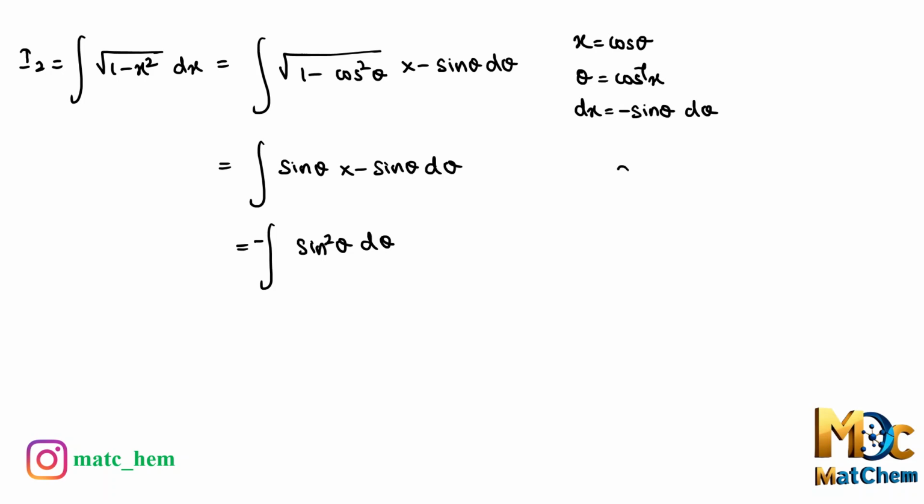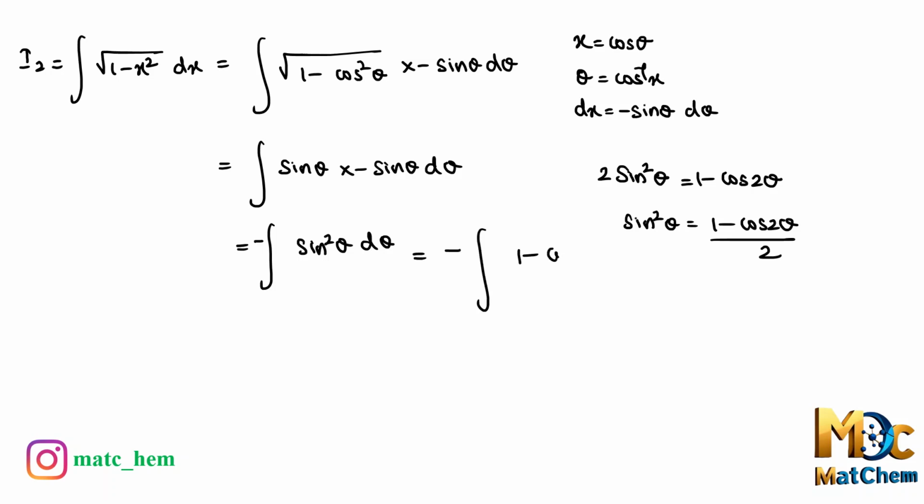So, what is sin square theta? Sin square theta can be written in terms of cos 2 theta. That is, 2 sin square theta equals 1 minus cos 2 theta, or sin square theta equals (1 minus cos 2 theta) divided by 2. So this can be replaced as minus the integral of (1 minus cos 2 theta) divided by 2. The minus can be taken inside, so you will get 1 by 2 into the integral of (cos 2 theta minus 1) d theta.